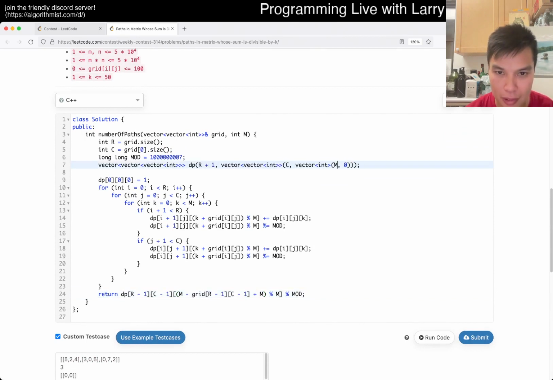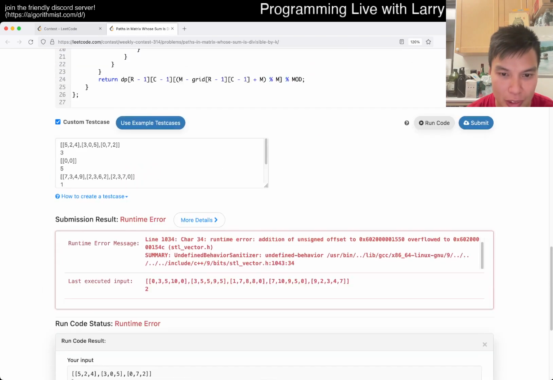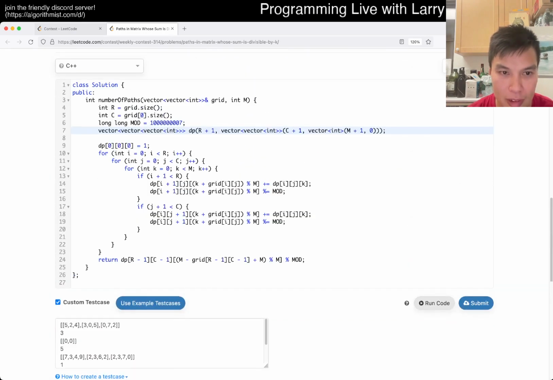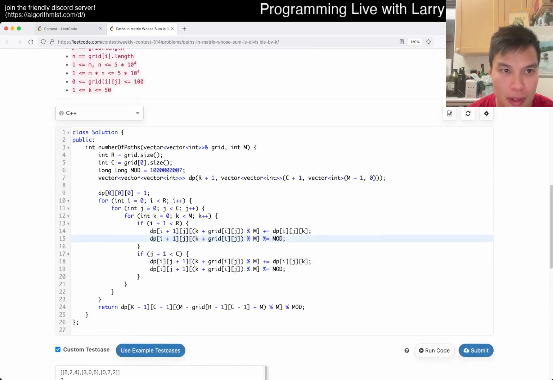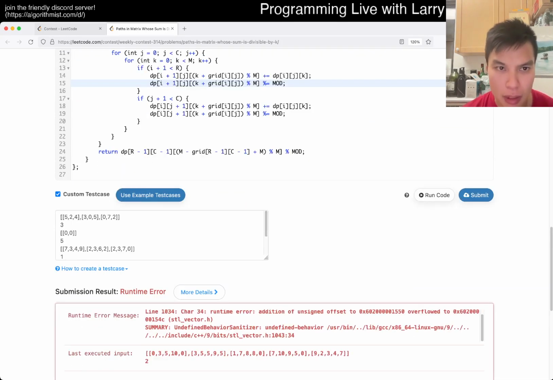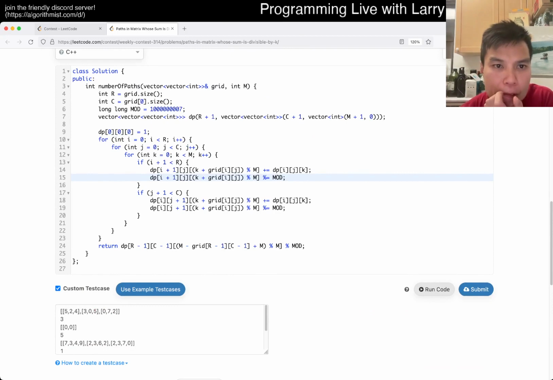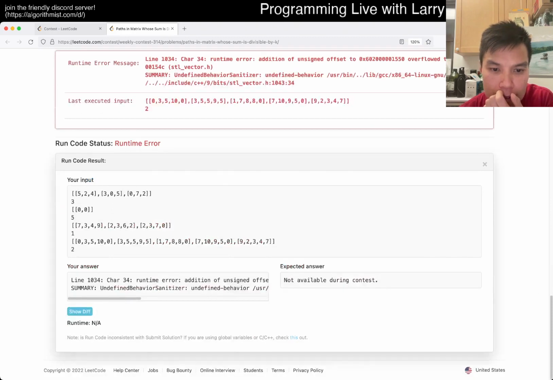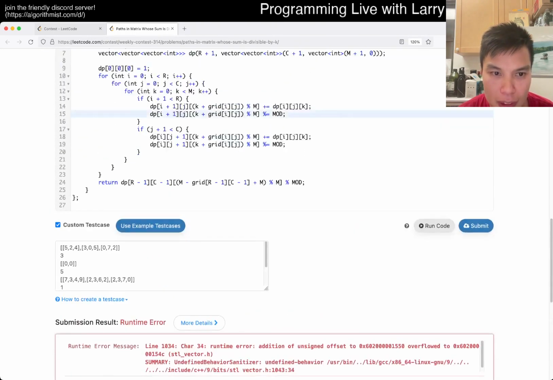Did I have an off by one? What? And also, why does it only work different here and not the other ones? Did I reuse M in any way? Are they negative numbers? Didn't look at negative numbers. Okay. Actually confident about this one, but what am I doing wrong? Addition of unsigned offset overflow. This is the only place that I do it, right?